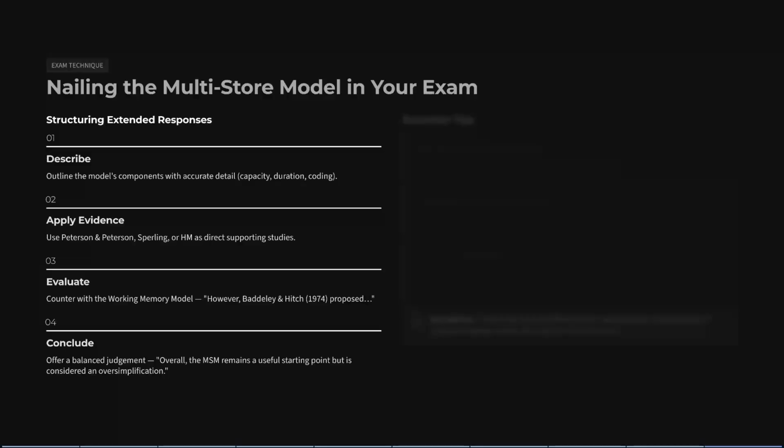And number 4, finally, conclude. Always end with a judgment. "Overall, the MSM remains a useful and influential starting point for understanding memory, but is considered an oversimplification of what are now known to be far more complex and differentiated systems." That sentence alone demonstrates the kind of evaluative thinking that examiners reward.